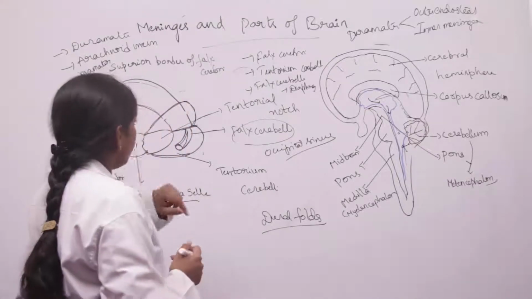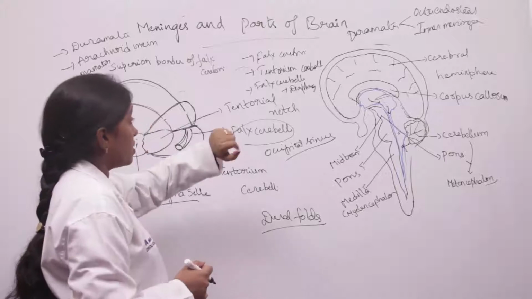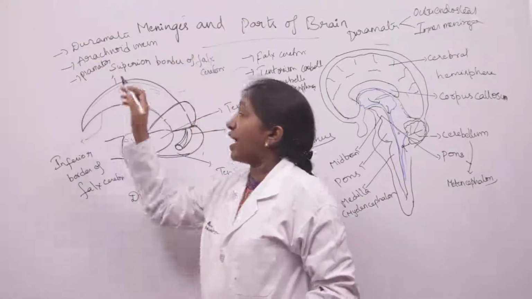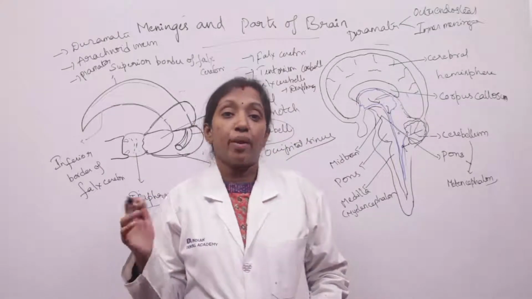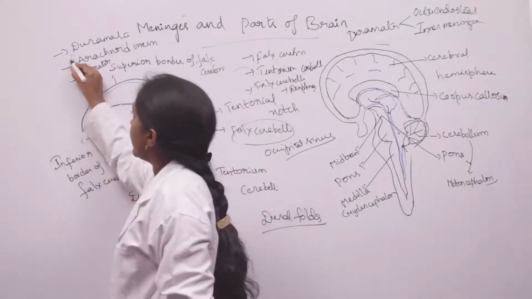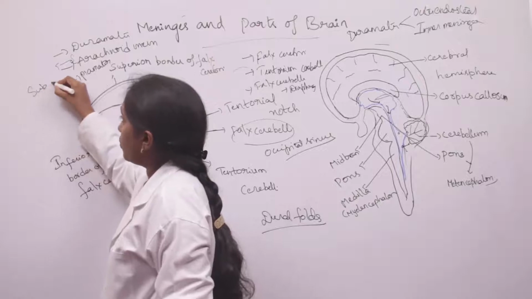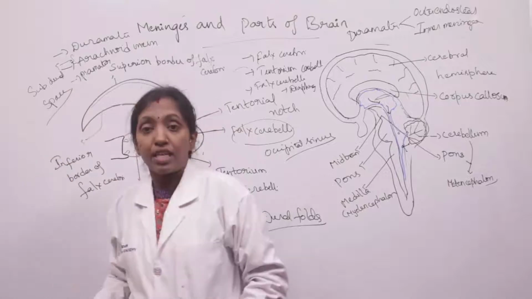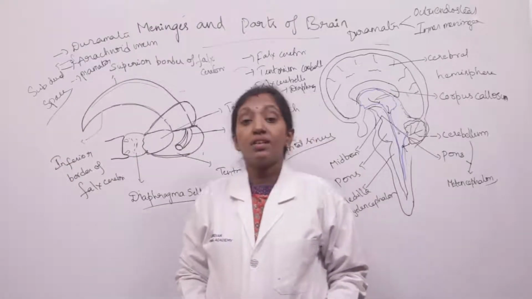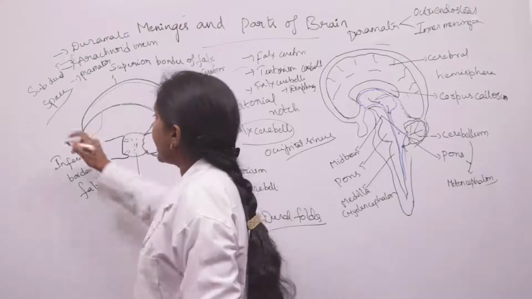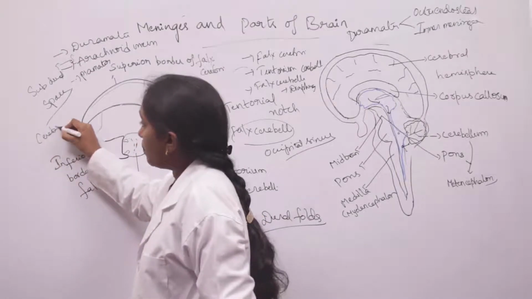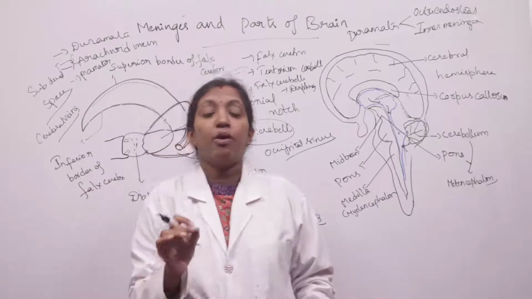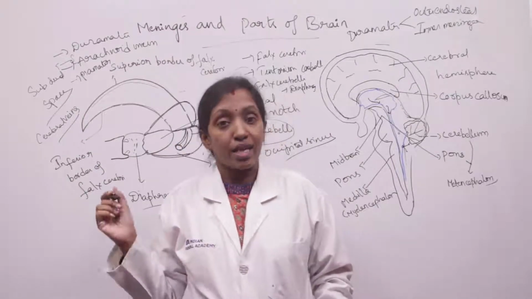Okay, and coming to the next layer, the arachnoid membrane. The dura mater and arachnoid membrane are separated from each other by the subdural space, and the subdural space consists of cerebral veins as well as a thin film of tissue fluid.